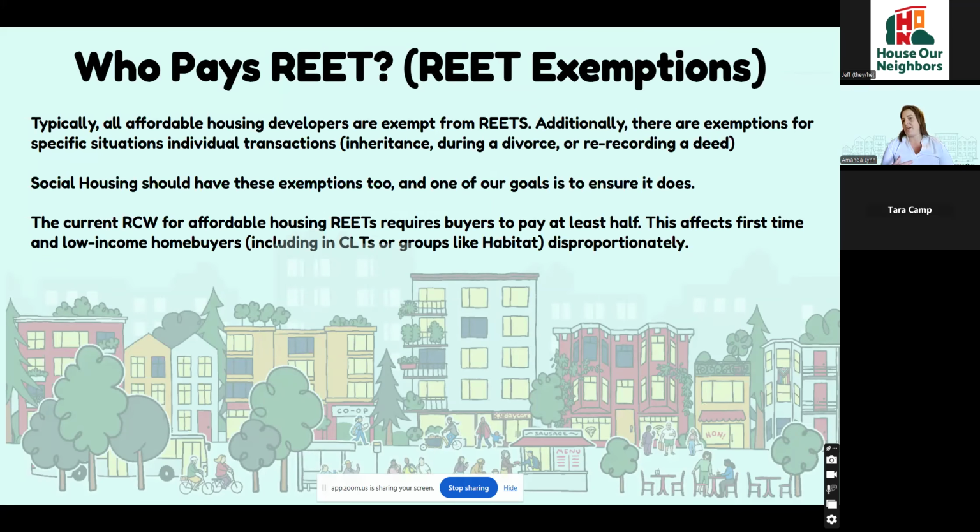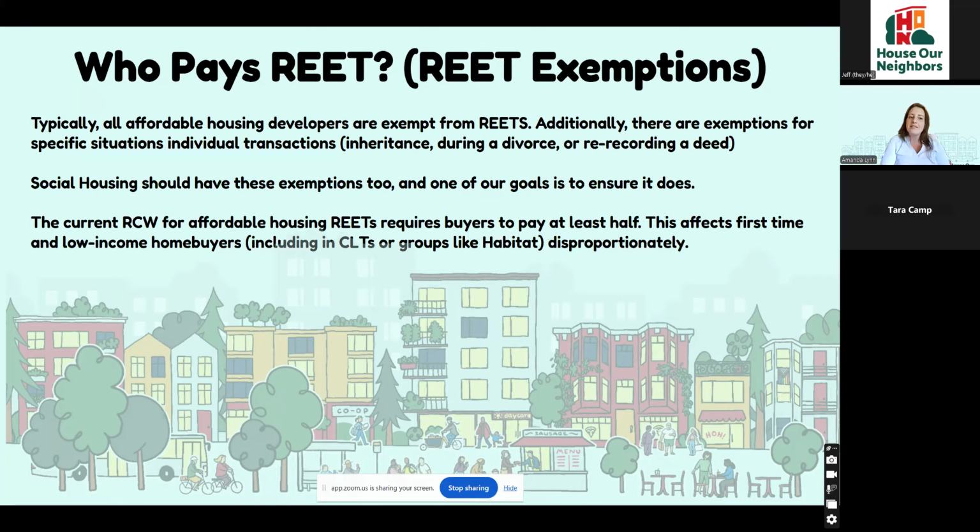So who pays REET and who is exempt from REET? Typically, at the state level, all of the RCWs exempt affordable housing developers from REET. This is a pretty common thing. And one of the major things that Juan is interested in and working to ascertain right now is, will social housing also be exempt in the same way that affordable housing developers are? Because obviously, as you saw in that last slide, if the Seattle social housing developer is required to be paying REET taxes on everything they're doing, it's sort of counterintuitive to their ability to create affordable housing.